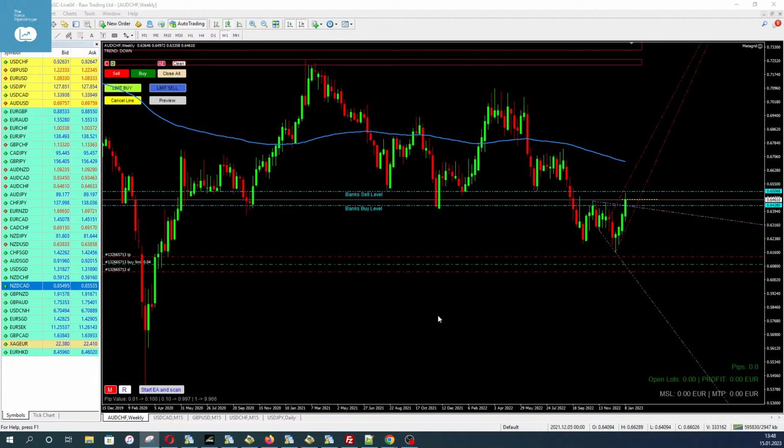I have here my chart open and I have attached the MetaGrid Trade Manager. We can also check here for the order blocks if we want to do.